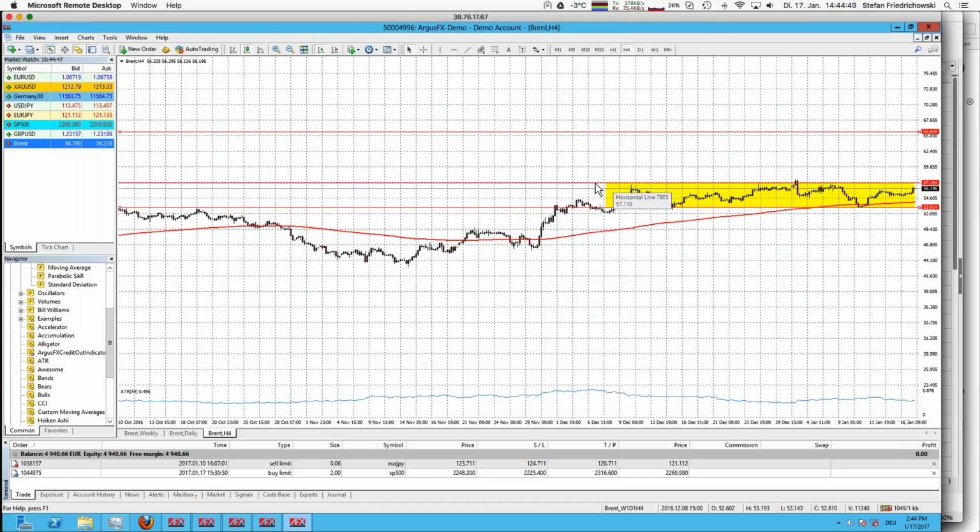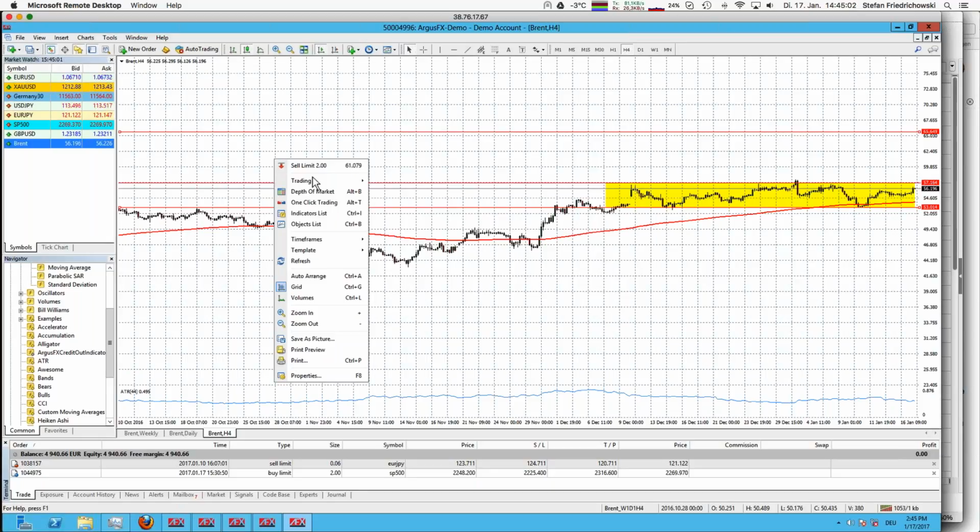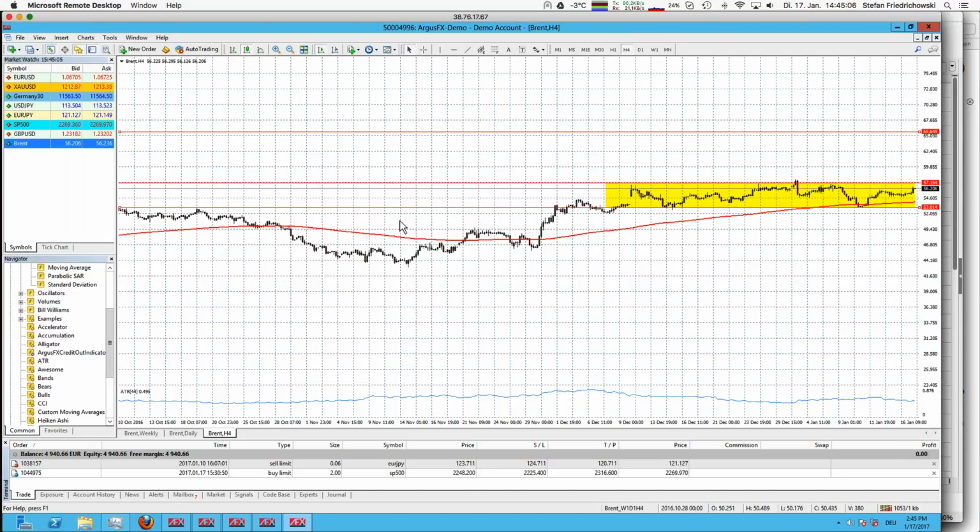So it would be a buy stop order. We expect the breakout to the north because we have a positive slope within the EMA 200. And that way we can set exactly that trade in our order list, new order.